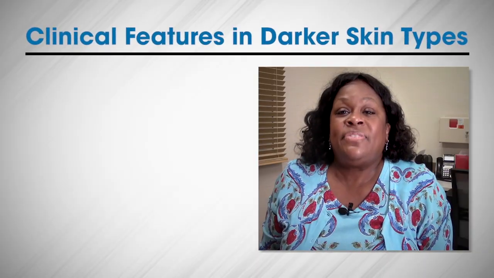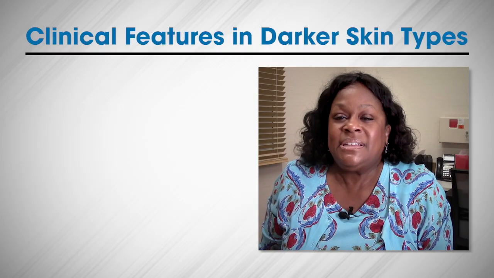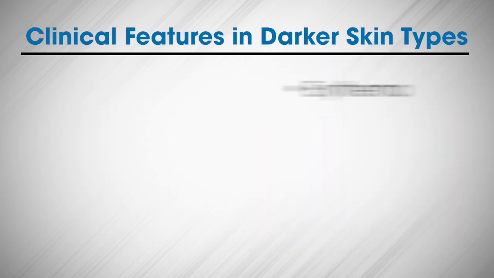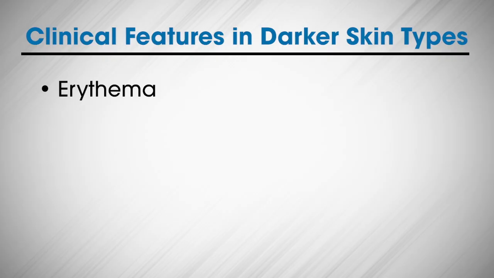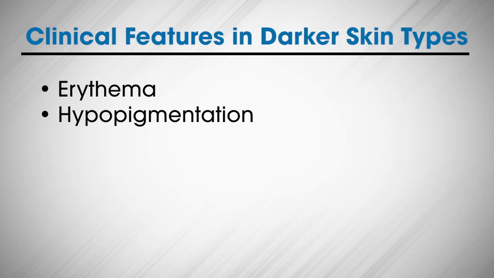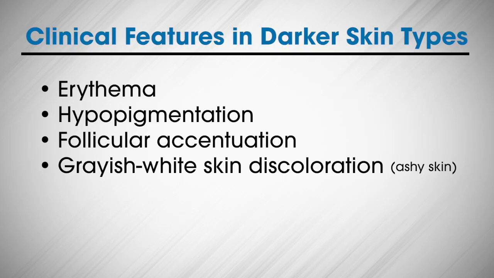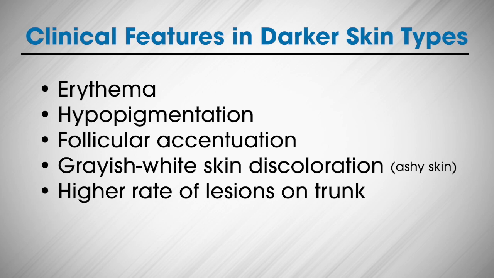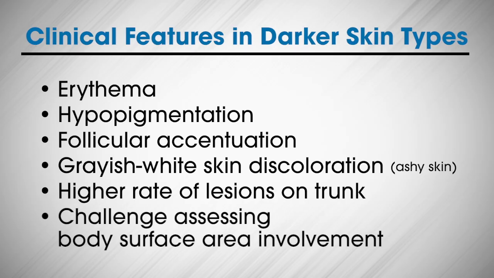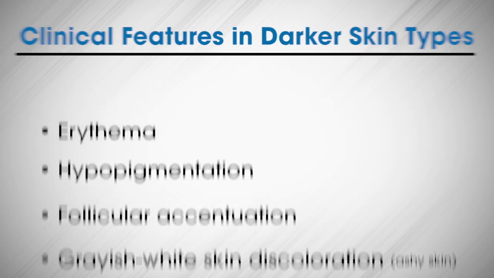Clinical features of atopic dermatitis in darker skin types may include some of the following. Erythema, which may be difficult to see. Areas of hypopigmentation. Follicular accentuation. Grayish-white skin discoloration, also known as ashy skin. There is also a higher rate of lesions on the trunk observed in Afro-American patients, and this may make it very difficult to assess the body surface area involvement of atopic dermatitis.